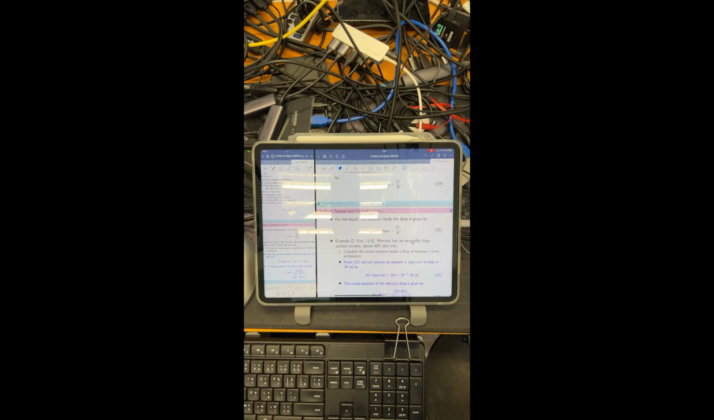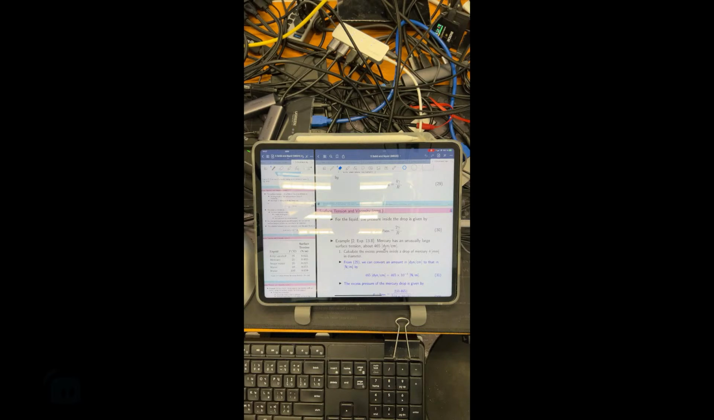Mercury has an unusually large surface tension. If you take a look at the table of surface tension, as we have seen last time, mercury at room temperature, 20 degrees Celsius, has 0.465, which is 20 times higher than ethyl alcohol and even 15 times higher than water. It has very strong surface tension, you can see here. That's why they say it has an unusually large surface tension.